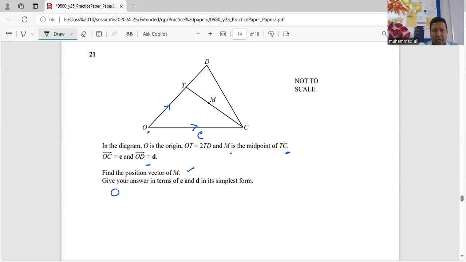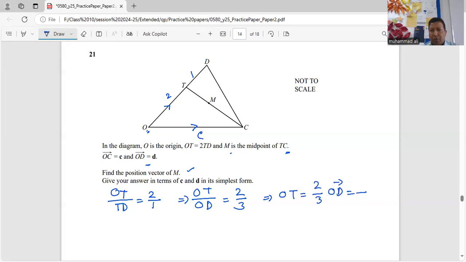So at first we can write OT by TD equals 2 by 1. So OT by OD will be 2 by 3. This is 2 parts, this is 1 part. If I compare OT with the whole one, it will be 2 by 3. So OT equals 2 by 3 OD vector, and OD means D vector. So OT vector is 2 by 3 D vector.